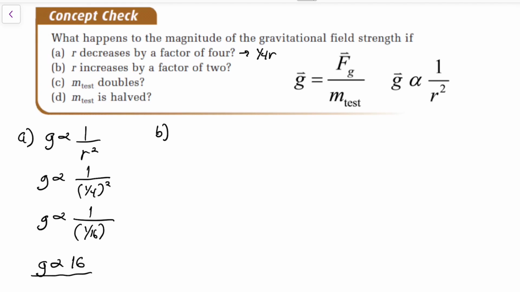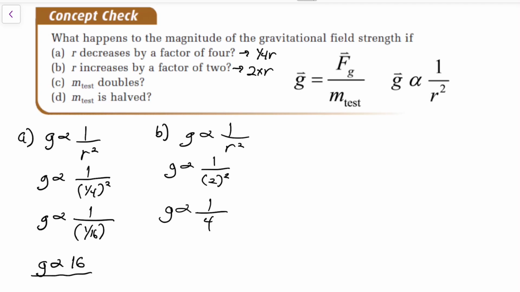For B, R increases by a factor of 2. So it's 2 times R. So what we do is that same relationship. How does that affect the gravitational field strength? If R doubles, then the gravitational field strength decreases by a factor of 1/4. So you've got 1/4 the amount of gravitational field strength.